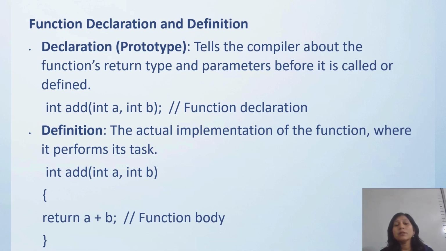For example, in the given example, the return type is int as given above, the name of the function is add, and there are two parameters a and b. What is the function doing? It is just doing a plus b, simply adding a and b and returning the value to the calling program.